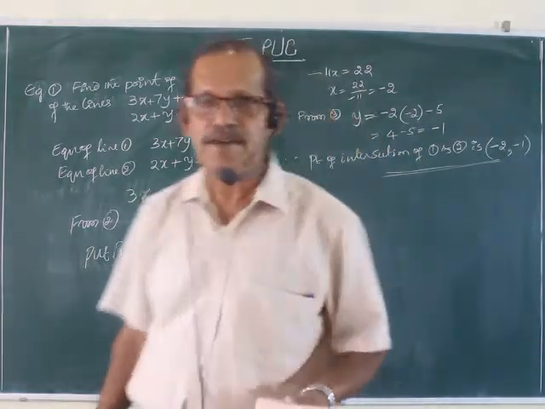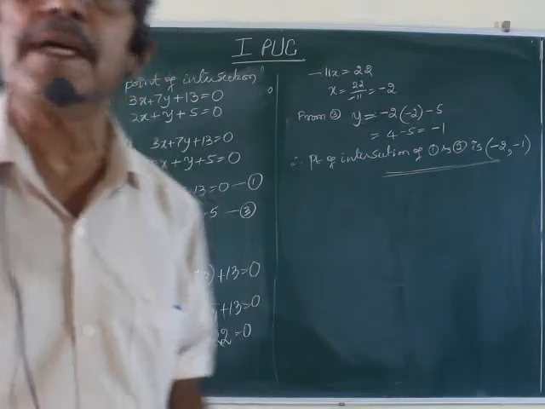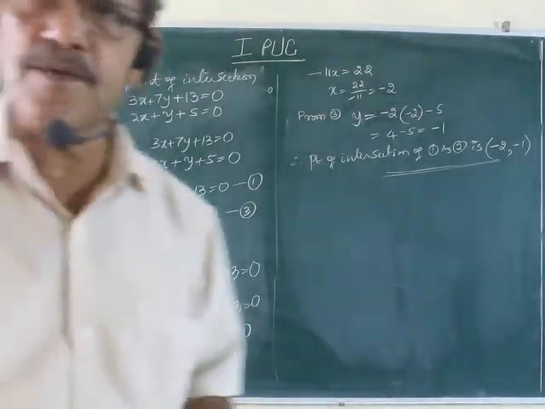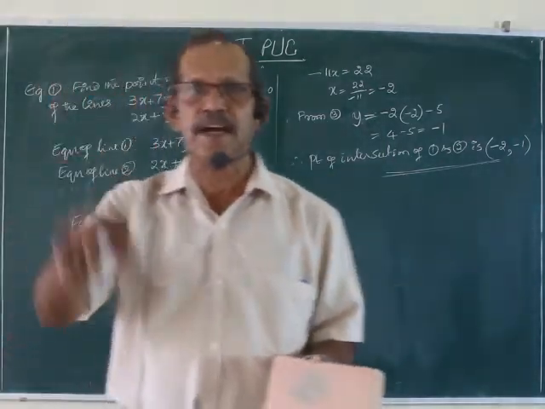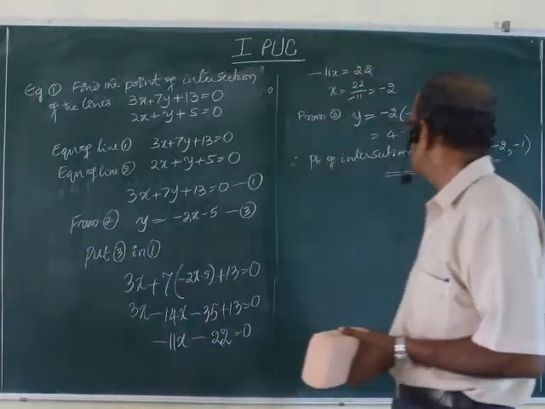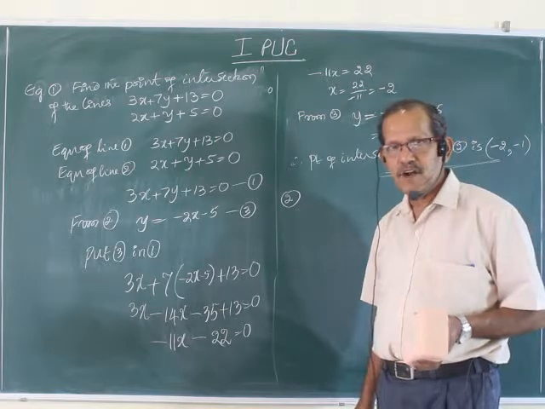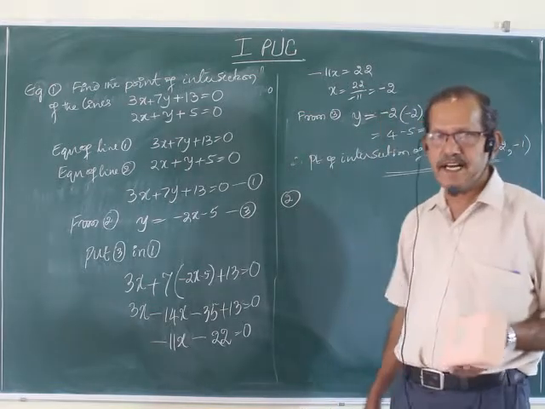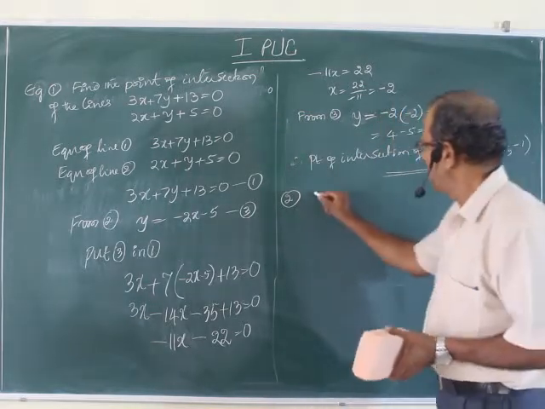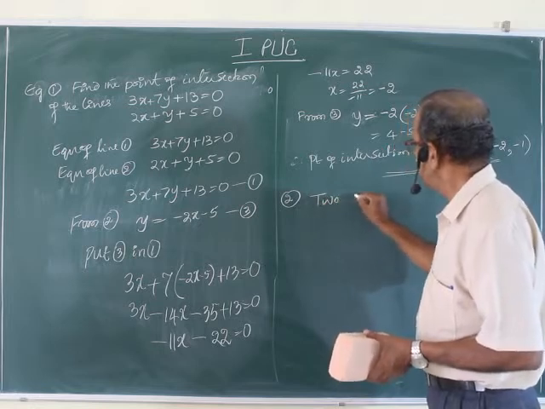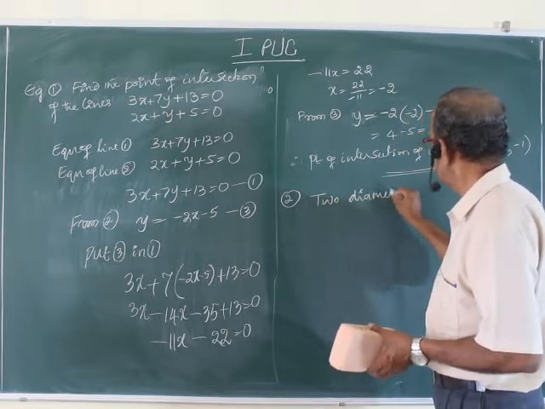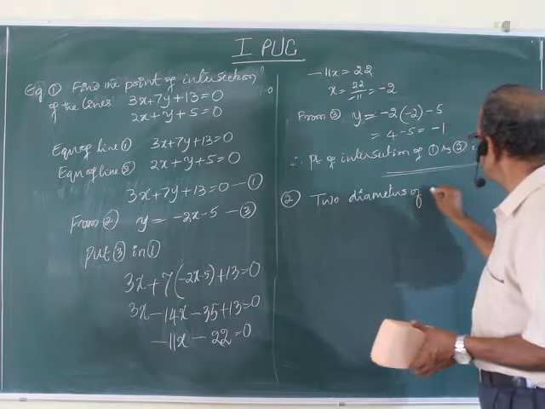Only this much. What you have done in high school class, the same thing is repeated. Solving the equation of two straight lines means you are actually finding the point of intersection. If you want one more, not necessary because a very simple idea is there. Finding the two diameters of a circle.